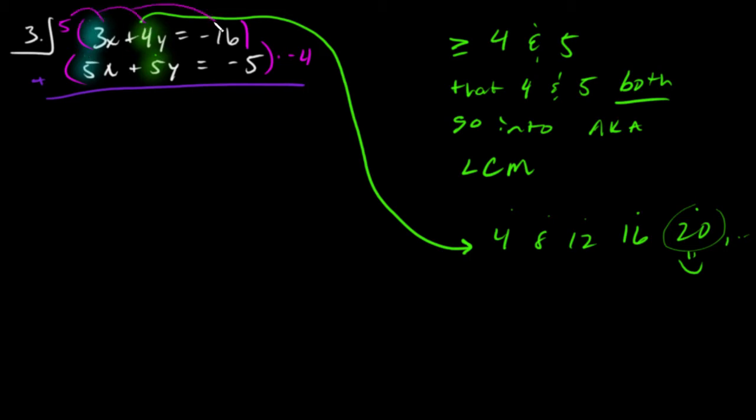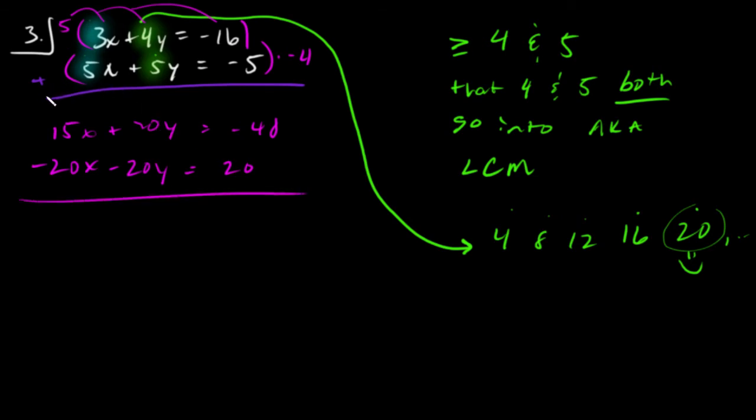Make sure you multiply everywhere. So you're going to get 15x plus 20y equals 30, 45, 48, negative 48. And then you've got negative 20x minus 20y equals 20. So now you're going to cancel your y's, and you get negative 5x.